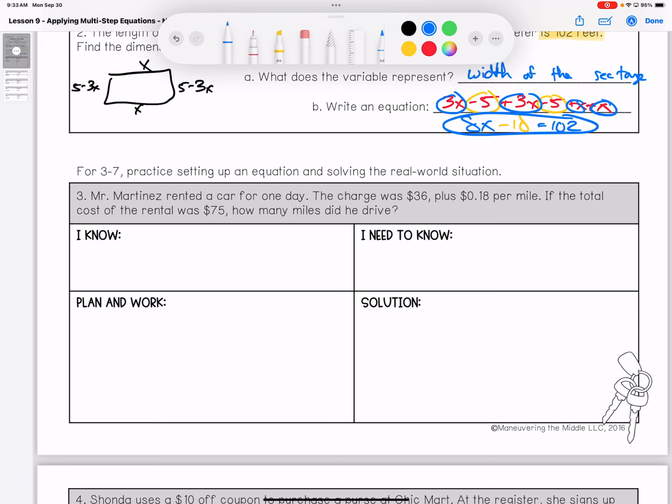Miss Martinez rented a car for one day. The charge was $36 plus 18 per mile. So let's go ahead and highlight 36, 18 per mile, so that's probably 18x. The total was 75. How many miles?